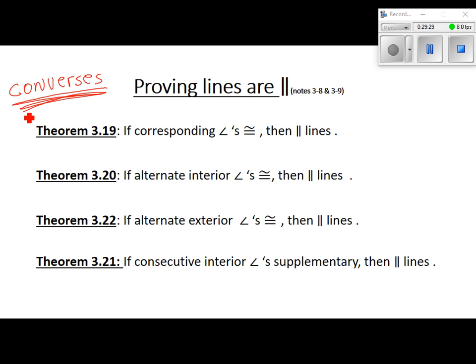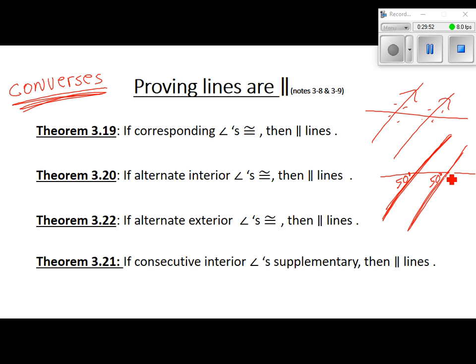So now, instead of them giving us a picture and telling you that these two lines are parallel, and you figuring out the angles, now they're going to give you this picture, and they're going to tell you this angle's 50 degrees, and this angle's 50 degrees, and then what can you tell them about the lines? That they are parallel to each other. Alright, so it's just going backwards. So it's going to be a little easier.